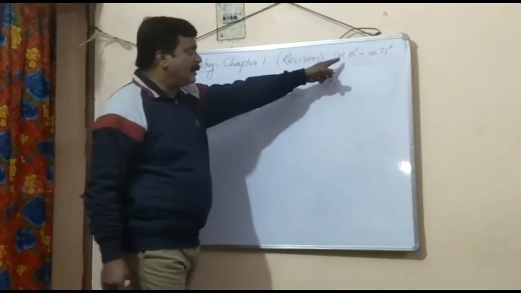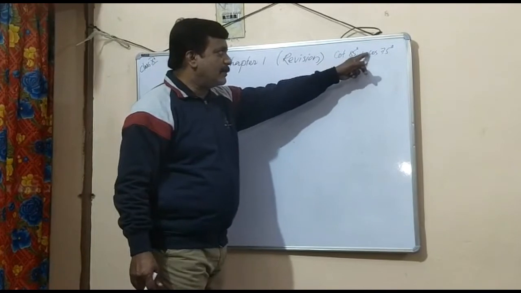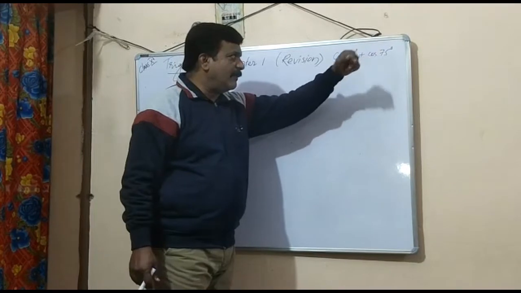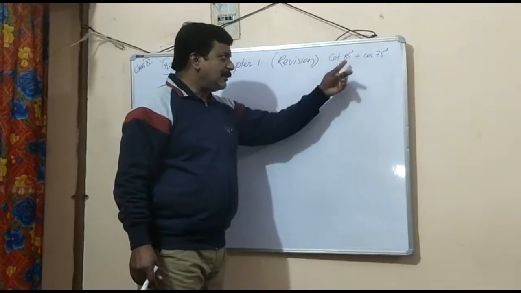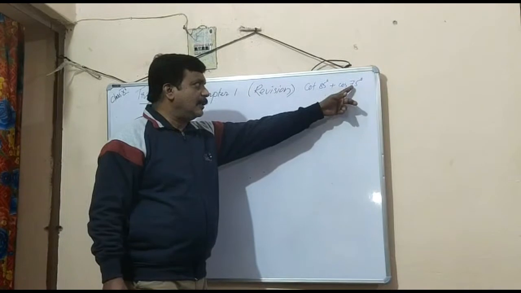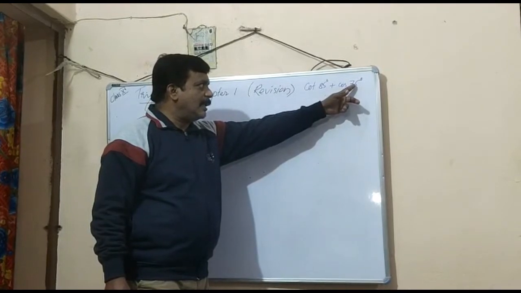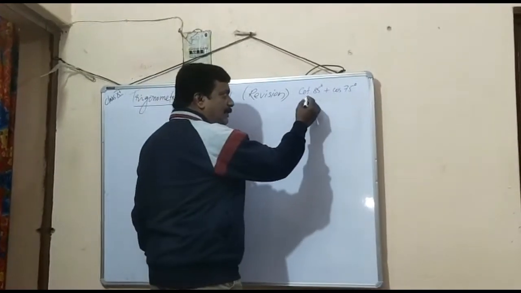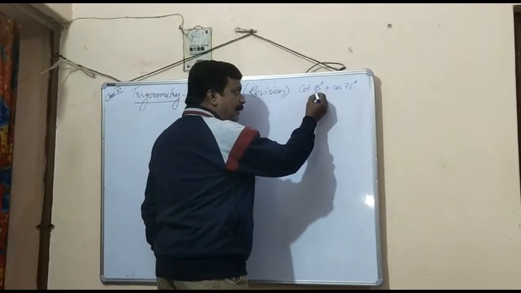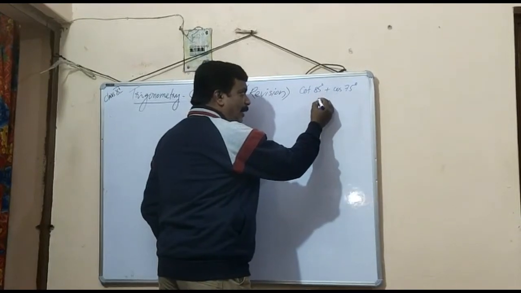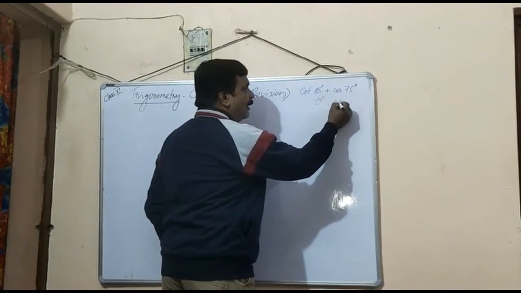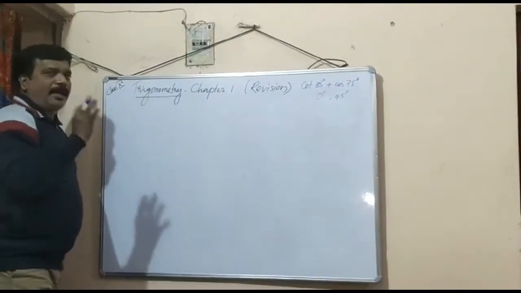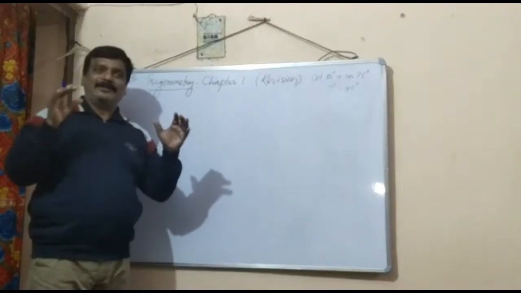You might have seen this type of question: cot 85 degree plus cos 75 degree. In fact, 85 degree and 75 degree are acute angles, but they are nearly 90 degree. But the question is this: you have to express this expression in terms of angles between 0 degree and 45 degree. So how to handle these types of questions, that I am going to revise today.